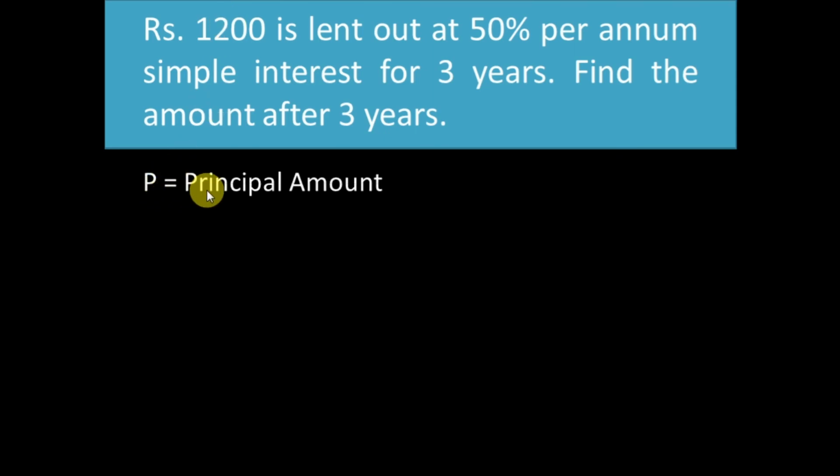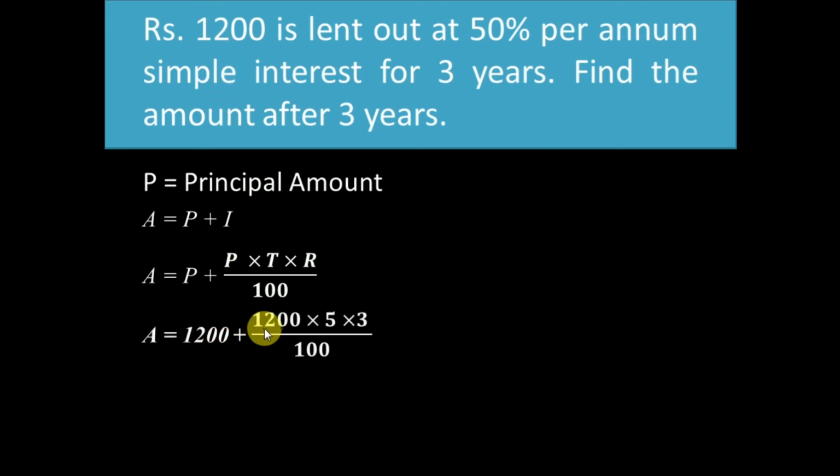Here we have P, again the principal amount, and P plus I, where P is the principal amount and I is the interest. If you add the principal amount and the interest, that is equal to the total amount. We have the formula we discussed in the previous example: P multiplied by T multiplied by R divided by 100 is equal to I, the interest, and P is the principal amount. Now put the values again and you will get the answer, which is a total amount of 1380.